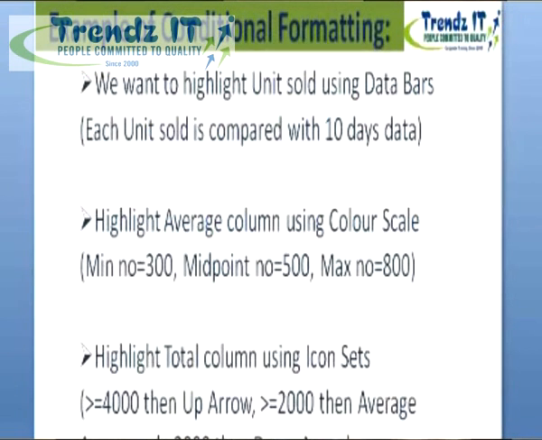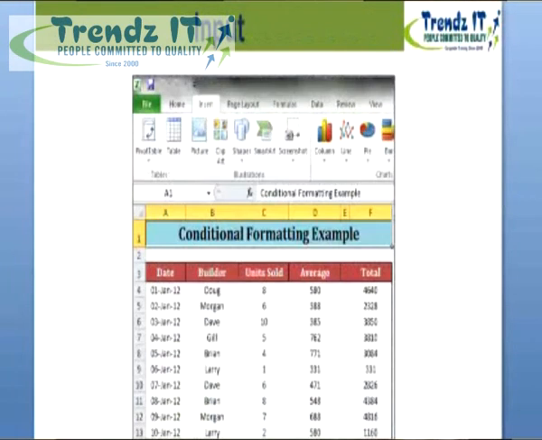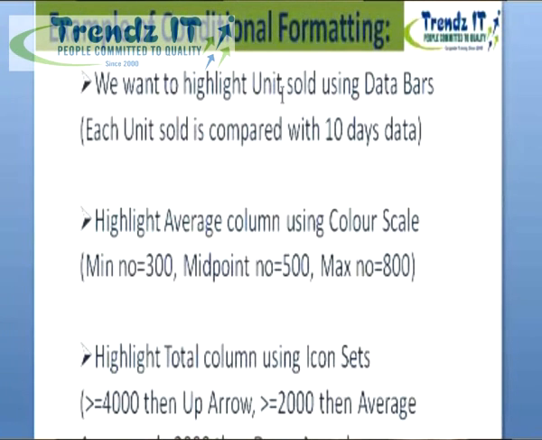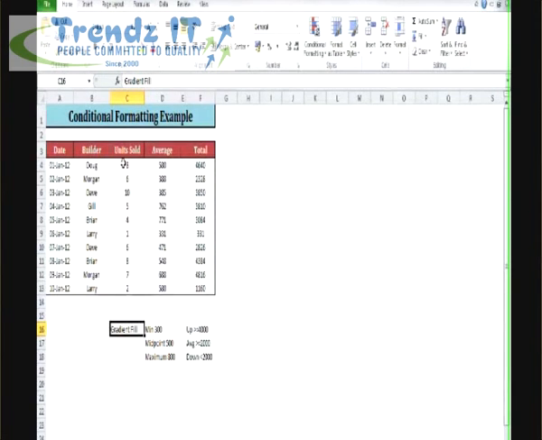The three sets of conditions, which were introduced in 2007 and improved in 2010, will be used in this data set. The first column is called units sold, then average, and total. These three columns are there, and accordingly we will be using different types of conditional formatting: data bars, color scale, and icon sets. Let me start with Microsoft Excel 2010 and let's see how it goes.